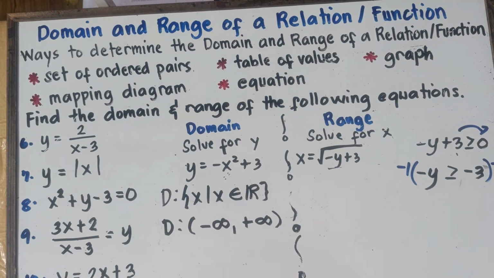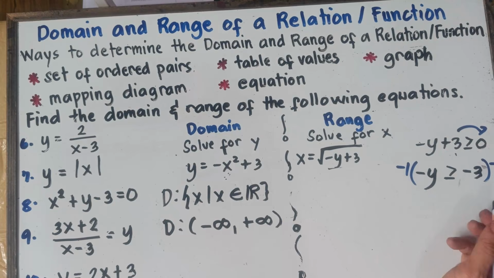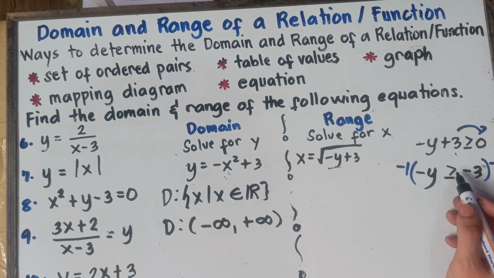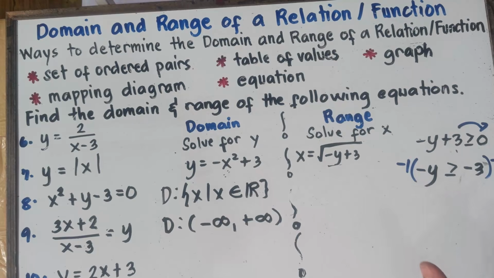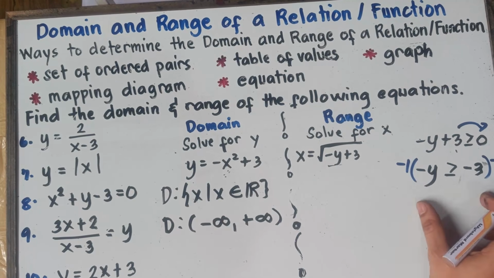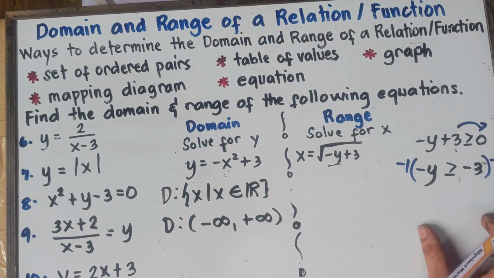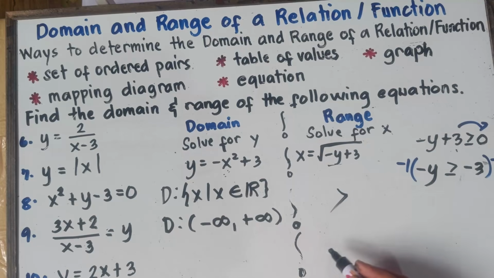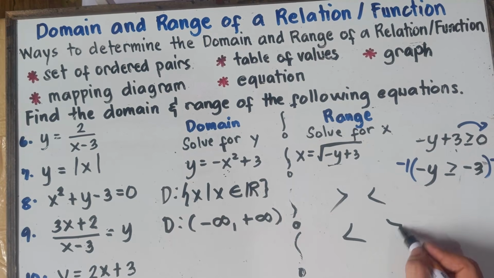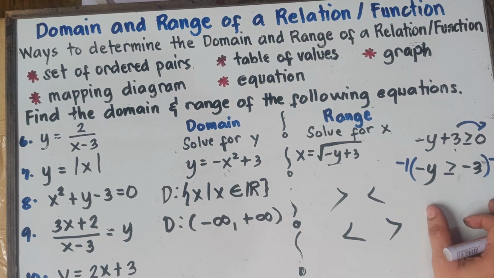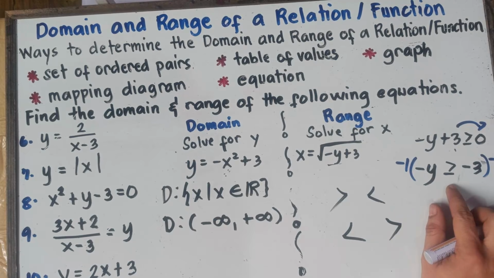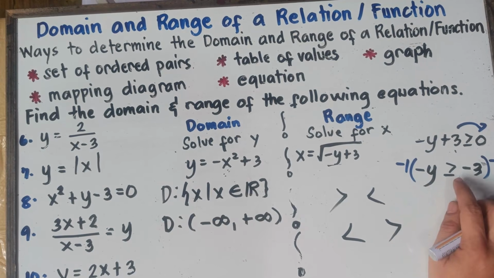Now, remember this one, because once you multiply the inequality by a negative number, you change the inequality symbol, class. If this is greater than, you change that one into less than. Once you multiply or divide both sides of the inequality by a negative number, you change the inequality symbol. If it's greater than, you change it into less than. If it's less than, you change it into greater than. Now, since we multiply both sides by negative 1, we change the inequality. This is greater than, you change this one into less than.